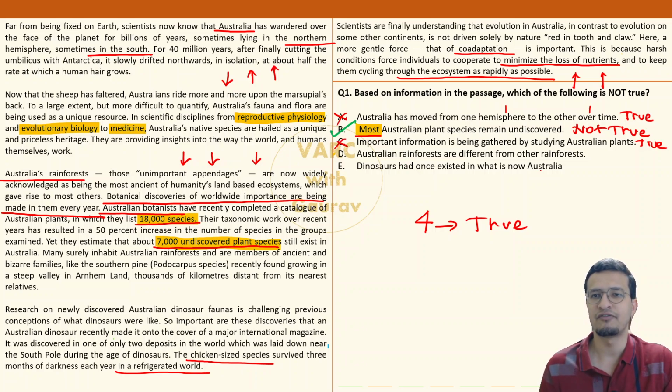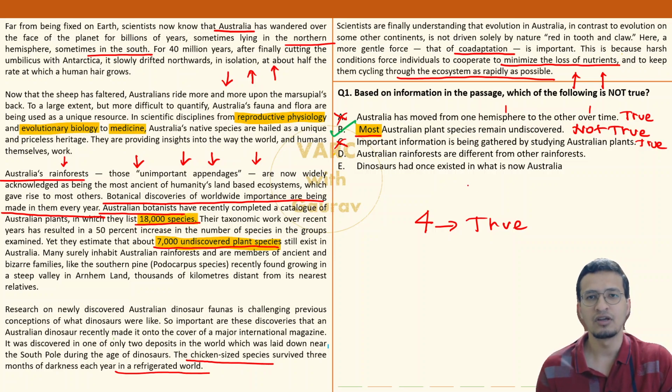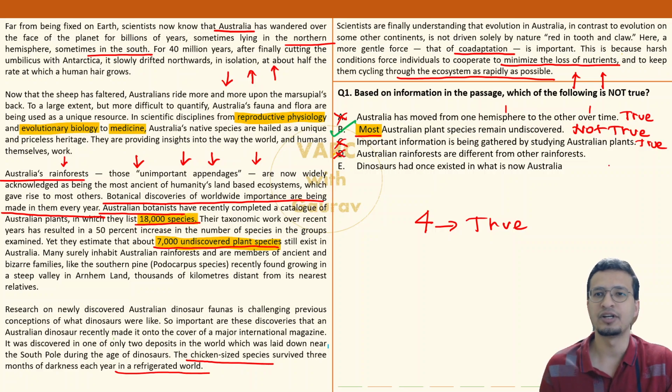Australian rainforests are different from other rainforests. Definitely they are. Once again, headlined over here in the third paragraph, first sentence. Okay. That they are different. They are perhaps the most ancient from other rainforests and have given birth to other land ecosystems. Okay. So that is why option D also true and cannot be the answer.